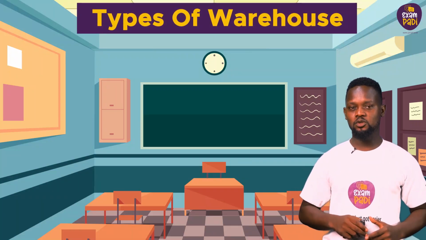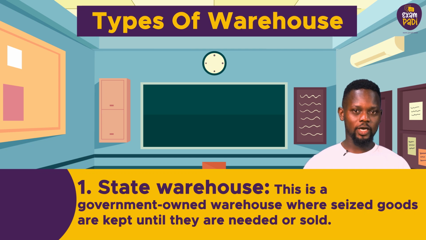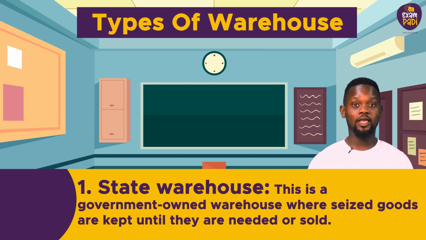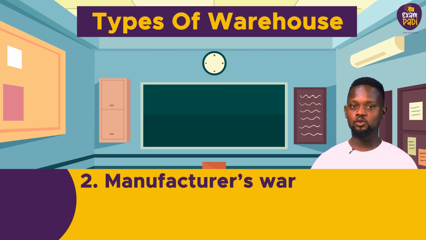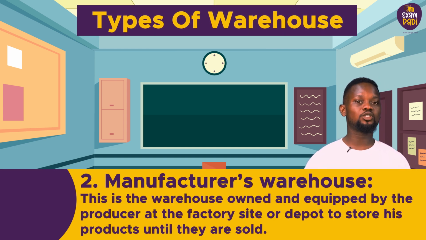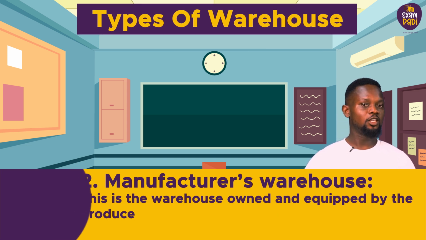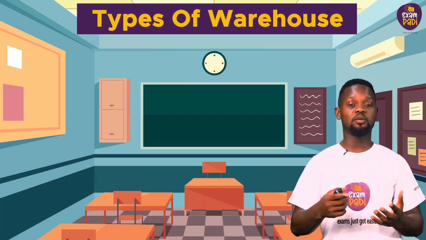Types of warehouse. Number one, state warehouse. This is a government-owned warehouse where seized goods are kept until they are needed or sold. Number two, manufacturer's warehouse. This is the warehouse owned and equipped by the producer at the factory site or depot to store its products until they are sold. It enables the producer to produce ahead of demand.